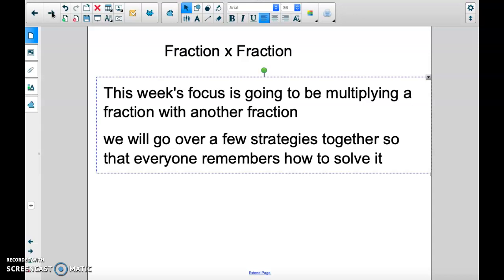Today, or this week, what we're going to be doing is working with fractions times fractions. All right. So transitioning away from whole numbers for a hot minute and moving just to fractions times fractions. So today we're going to go over a couple strategies, practice a couple problems, and then I've got some activities for you to do as well.